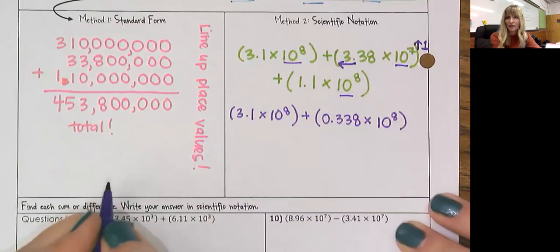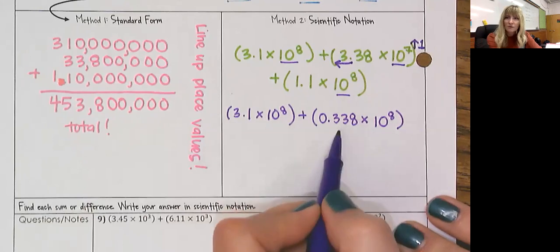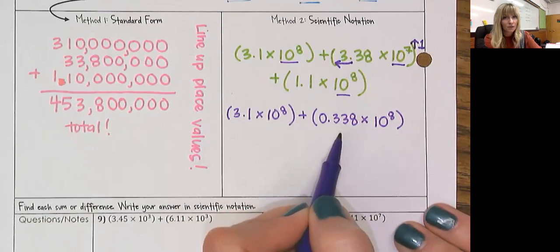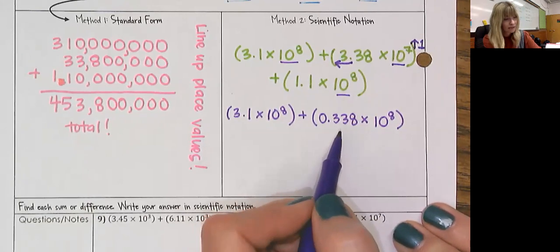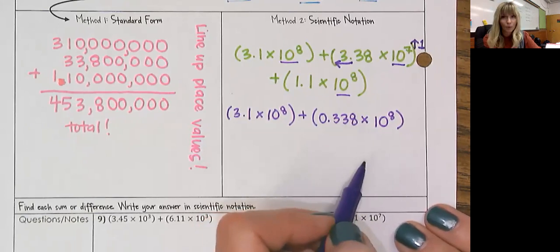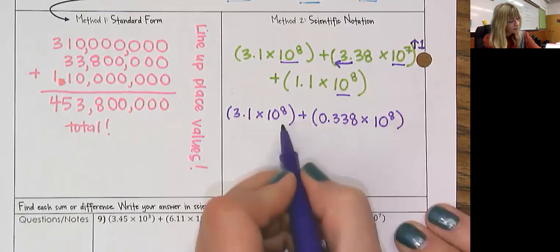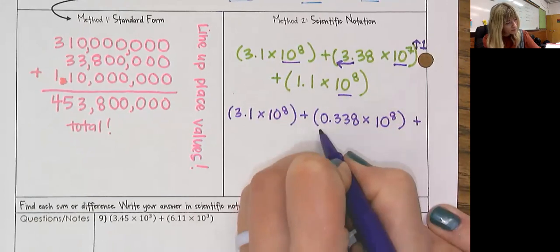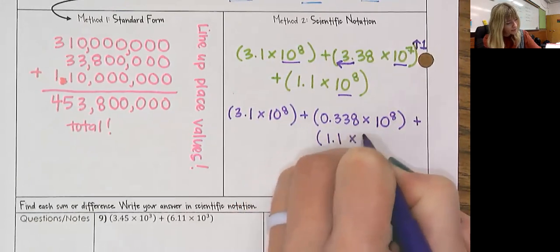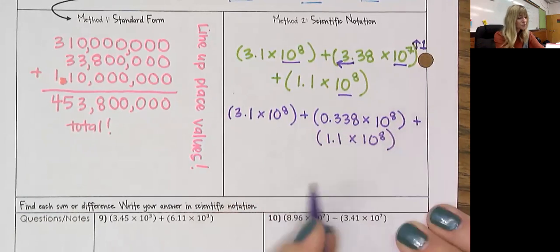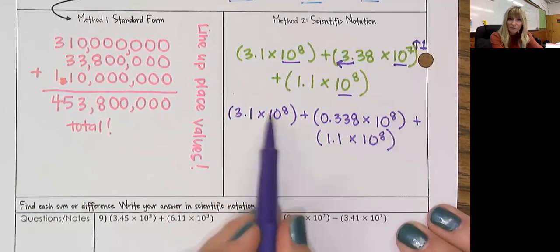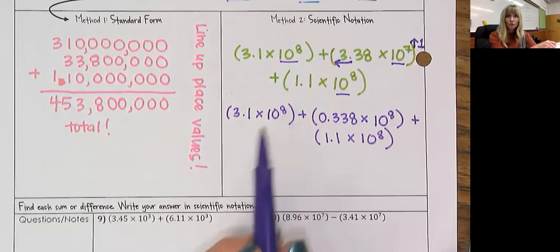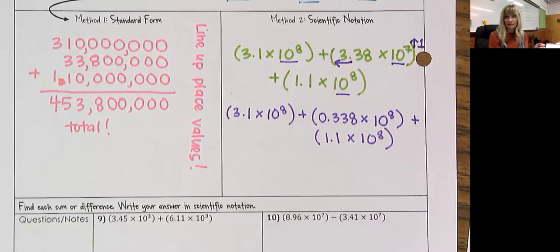Isn't that so tricky? And I know you're thinking, Miss McGowan, you just changed that out of scientific notation. And you are correct. I did that for a very important reason, because now my place values match. So keep going with me. I'm going to leave this one alone, 1.1 times 10 to the 8th. As soon as you get all of the place values to be the same, you can now add those decimals.